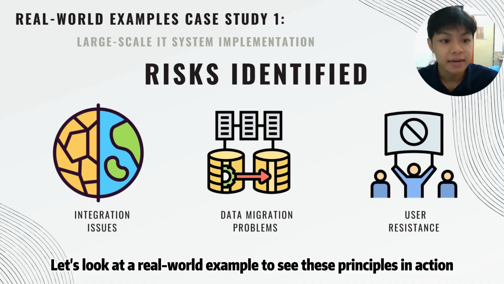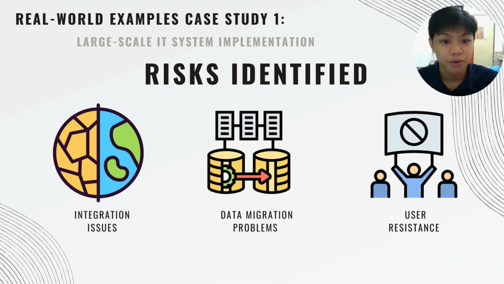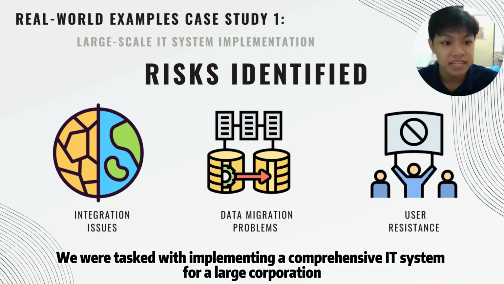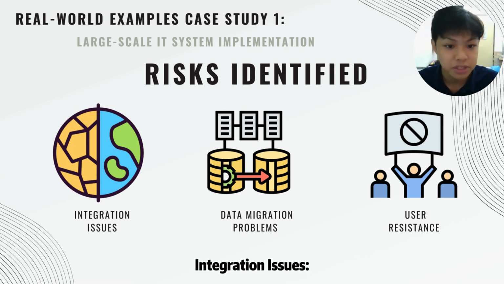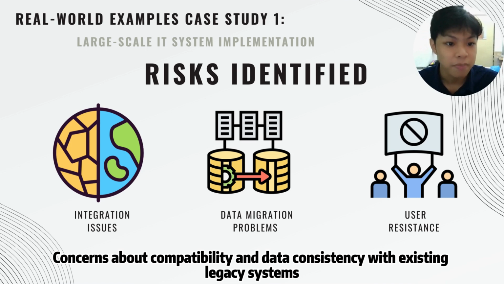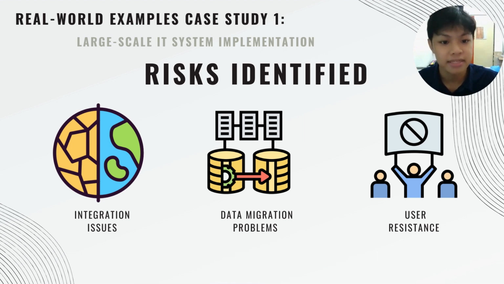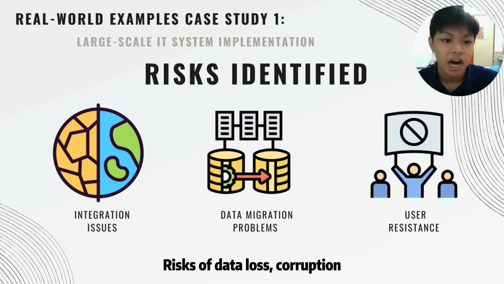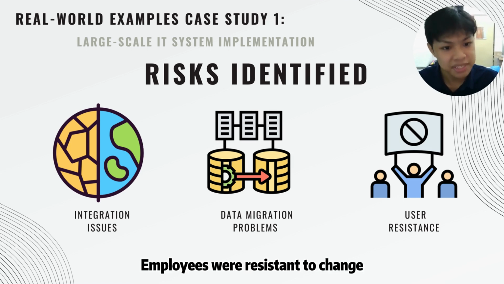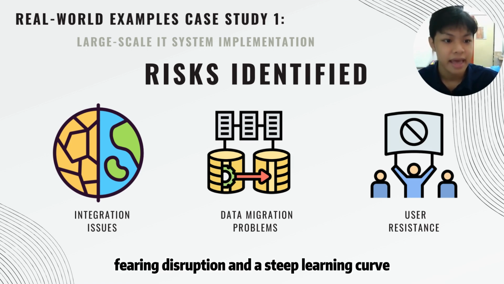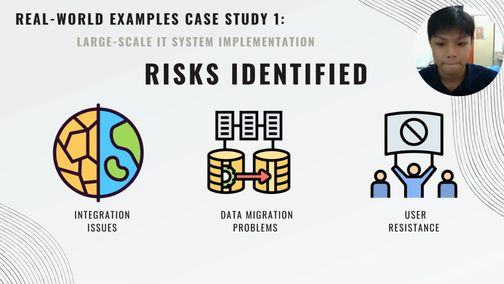Then let's look at a real-world example to see these principles in action. We were tasked with implementing a comprehensive IT system for a large corporation. Early on, we identified several critical risks. The first one is integration issues, concerns about compatibility and data consistency with the existing legacy systems. The second one is data migration problems, risks of data loss, corruption, and downtime during the migration. And the last one is user resistance. Employees were resistant to change, fearing disruptions and a steep learning curve.